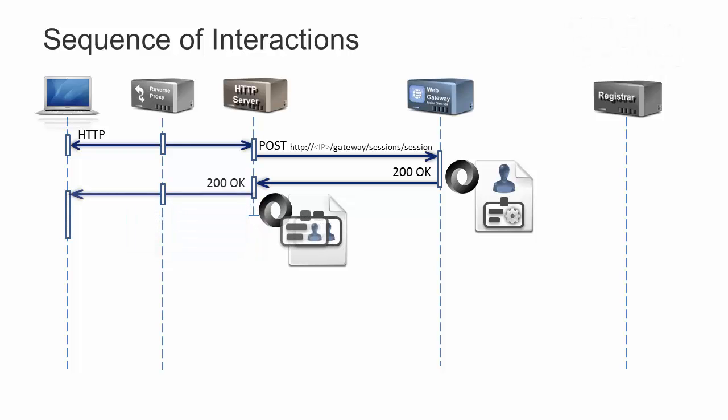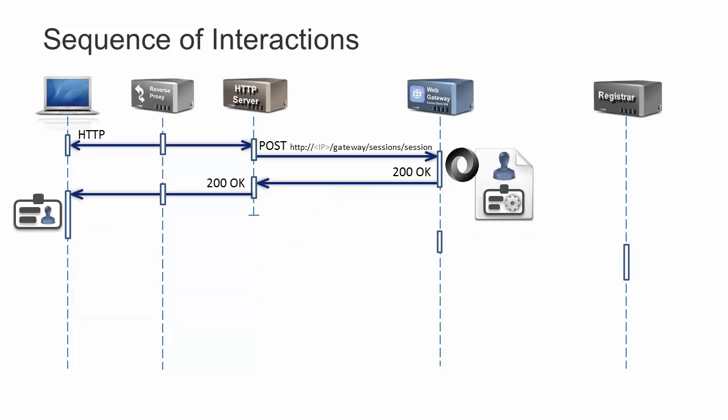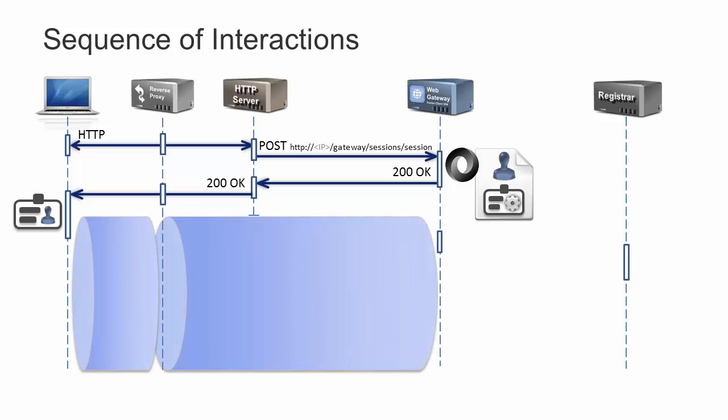It doesn't really matter how you get it to the client, perhaps put it in a cookie or inject it into the page HTML, just so long as the client can learn the session ID and can then pass it as a parameter to call start with the web gateway. This in turn will cause the WebSocket to be established between the client and the reverse proxy, and then from the reverse proxy over to the Fusion Web Gateway.